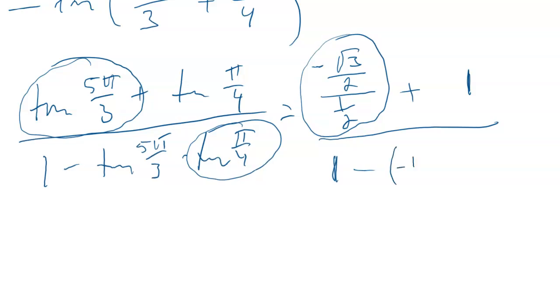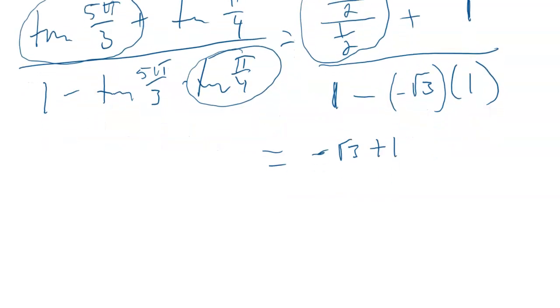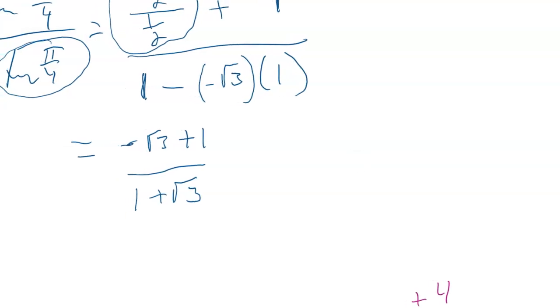So let's see, negative rad 3 times 1. So there it is. And we just have to simplify this garbage. On top, we'll get negative rad 3 plus 1. On bottom, we'll get 1 plus rad 3, I believe. I'm going to rewrite the top here as 1 minus rad 3. I don't know why. And on the bottom, I'll write 1 plus rad 3.